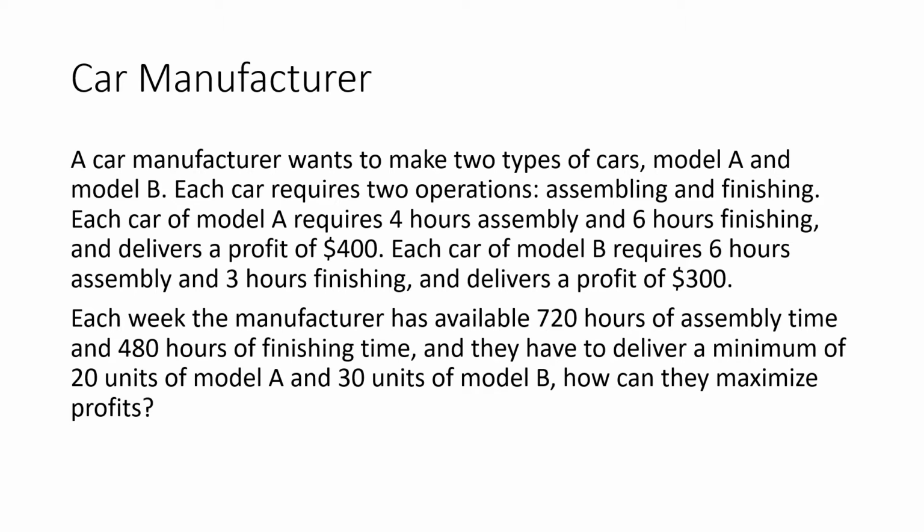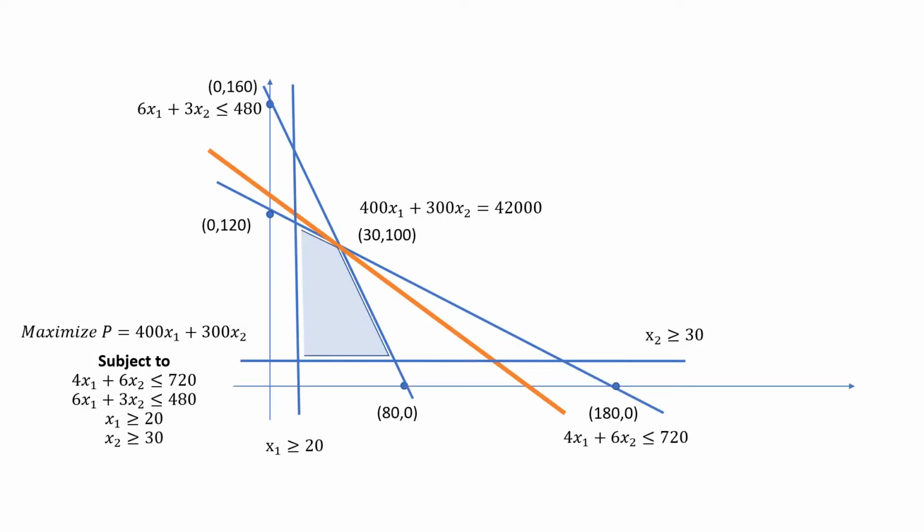Let's take this problem, a car manufacturer problem we've seen in an earlier lecture. So we have two cars and we have two operations. Each car requires a certain amount of assembly and finishing and delivers a certain profit. Okay, so this is a problem we've seen before. We want to maximize profits. Here was the drawing of what we had.